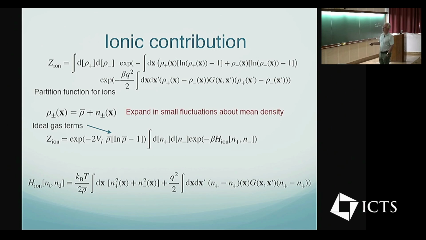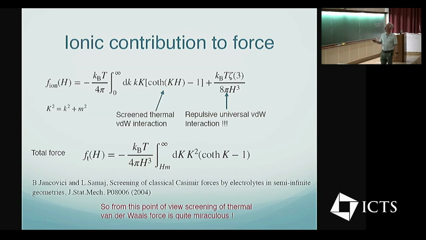So it's a function of n plus and n minus. This is an entropic term, and this is the term coming from the direct interaction. This is the electrostatic energy due to the local charge fluctuations. That should be n plus minus n minus, n plus minus n minus. Okay? Now, if you do this integral, what you find is that you get two terms. You get exactly this screened van der Waals interaction, which I wrote down on the first page.